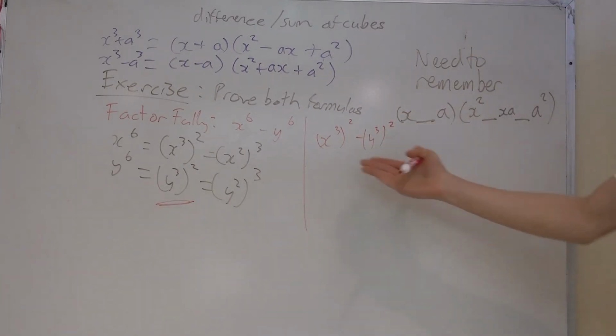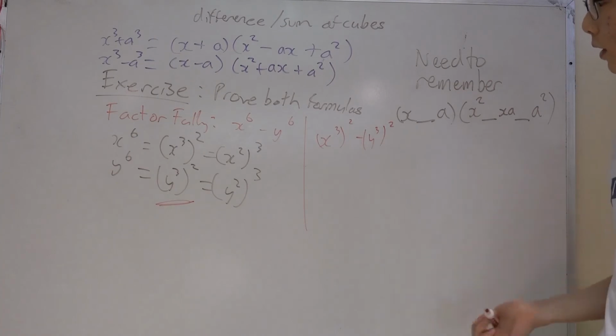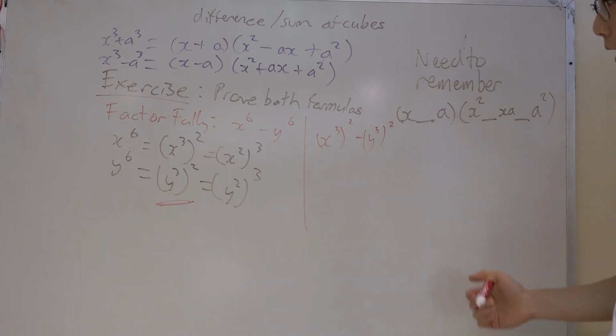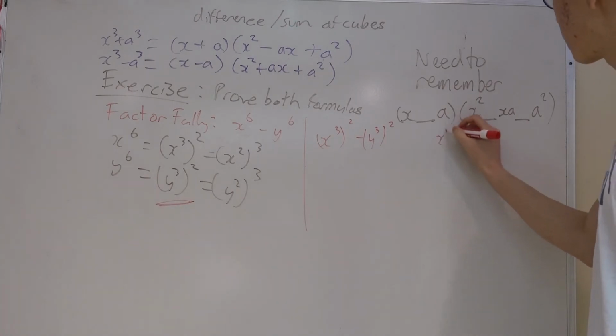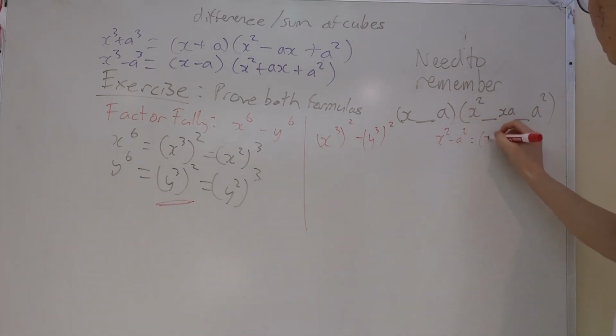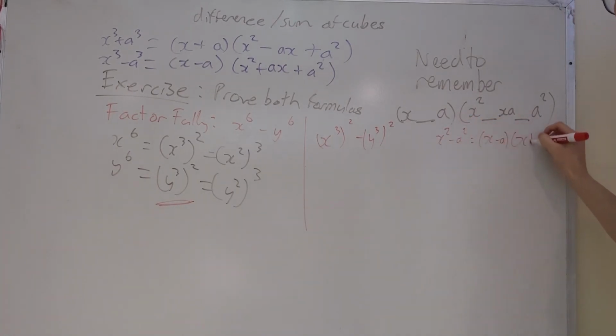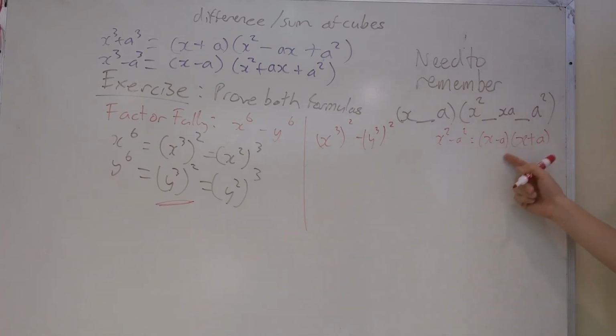Okay? And what do I see here? This is a difference of squares. So that means I have to apply the difference of squares formula. What's the difference of squares formula again? When I get x squared minus a squared, this is equal to x minus a, x plus a. Okay? Really, really bang this into your head, or else you're going to miss things like this.